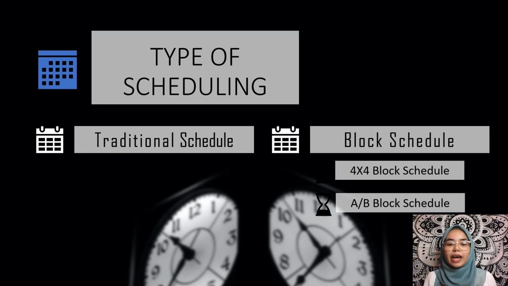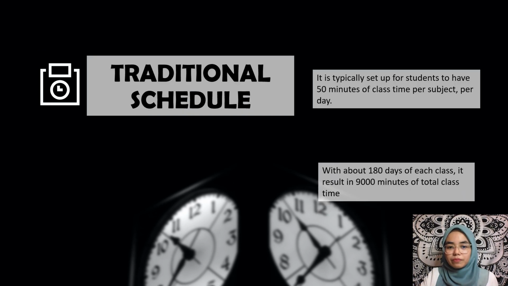Now we will see the types of scheduling. There are two types, which are the traditional schedule and the block schedule. The block schedule is divided into two more types, the 4x4 block schedule and the AB block schedule. The AB block schedule is also known as the alternative block schedule. We go first to the traditional schedule. The traditional schedule is set up for a student to have 50 minutes of class time per subject and about 180 days of each class. This results in 9,000 minutes of total class time.